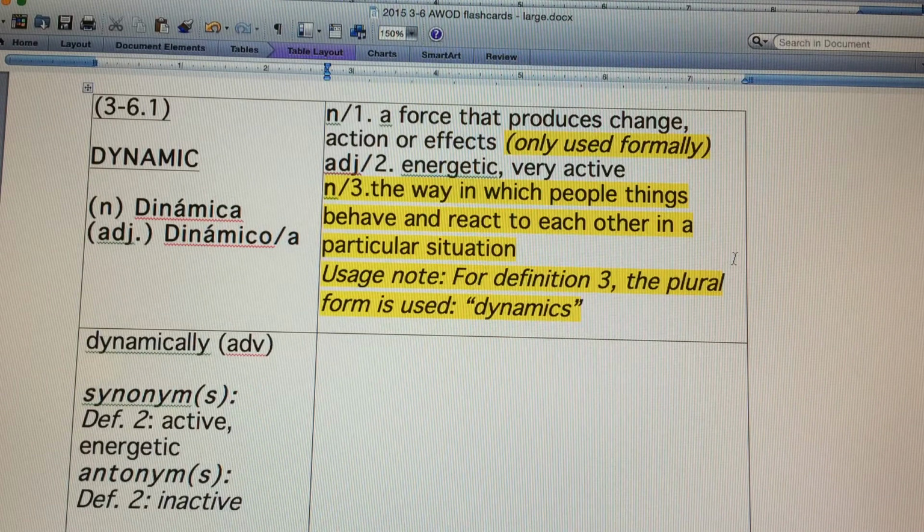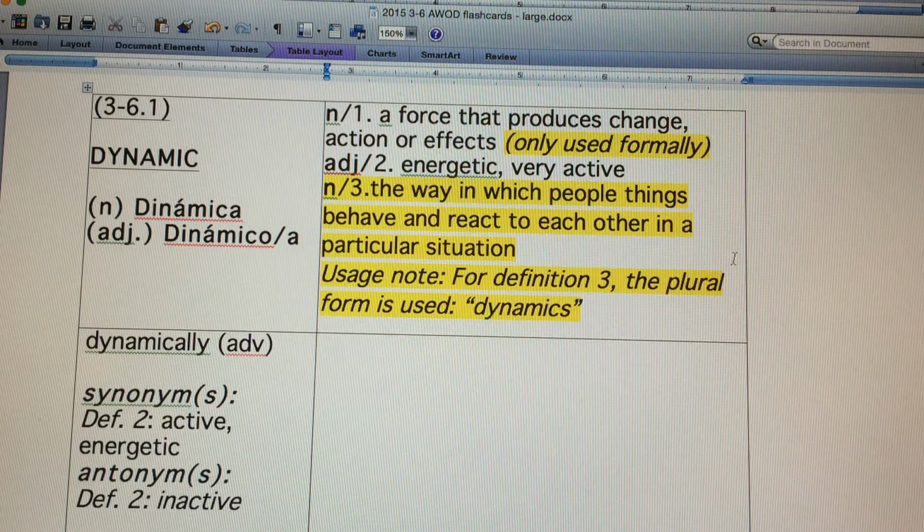The first definition is a force that produces change, action, or effects. And this is only used formally and infrequently, so actually I'm not going to spend much time on it. Let me go over the other two, and I would encourage you to use one of the other two definitions when you write your original sentence.